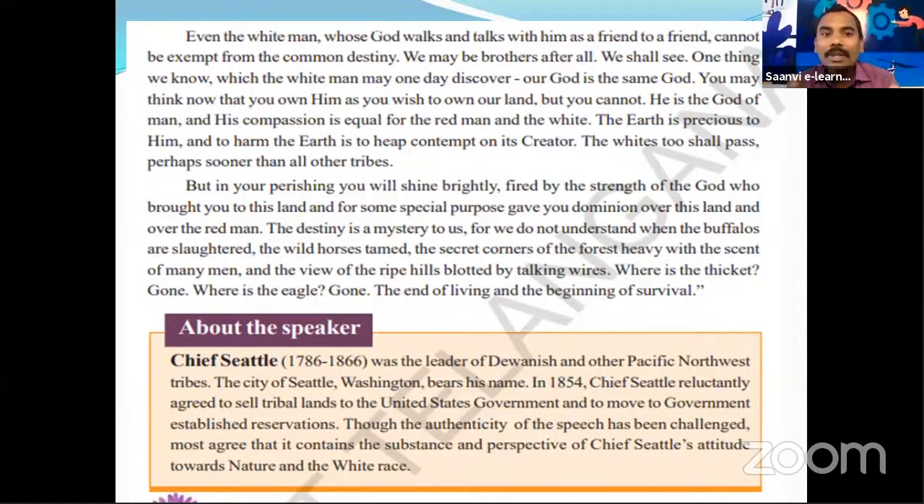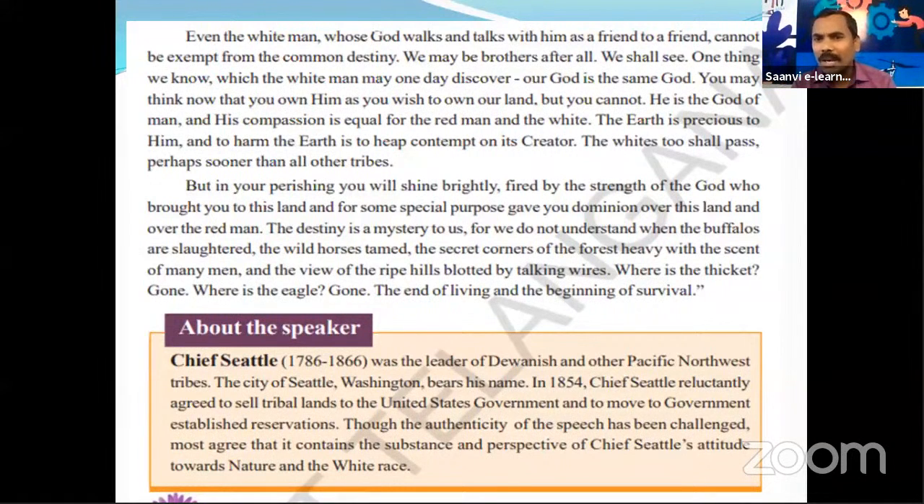So if you harm the earth, it is just like you are showing lack of respect on its creator. It means you are disrespecting your God. It shouldn't happen. That's why you will have to take care of the earth.